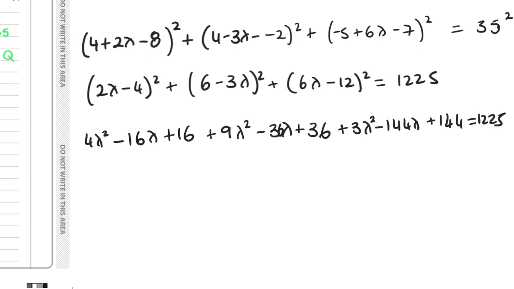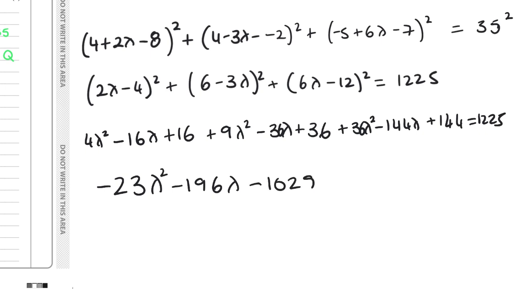So we're going to have minus 36 plus 4 plus 9, so minus 23 lambda. And then we're going to have minus 16. Why do I keep forgetting these sixes? Minus 16, minus 36, minus 144, minus 196 lambda. Right, 16 plus 36 plus 144. And then I'm going to minus 1,225 from the other side.